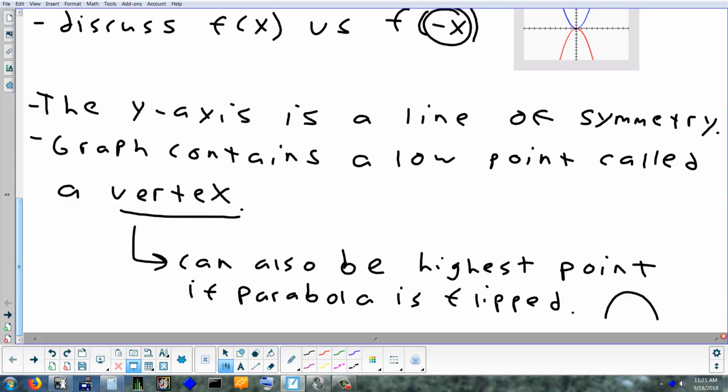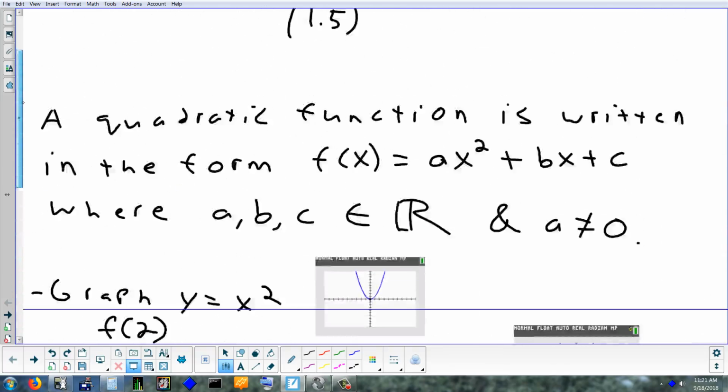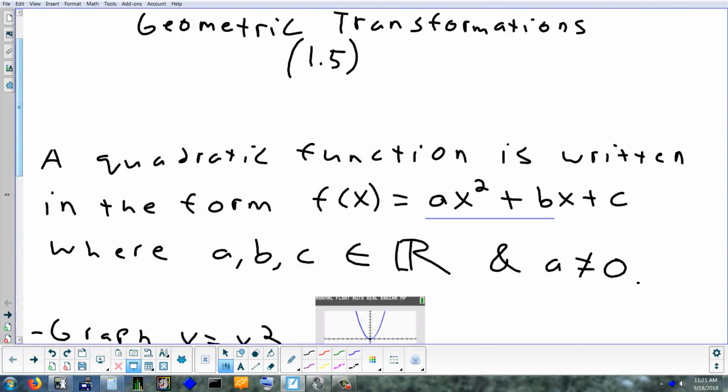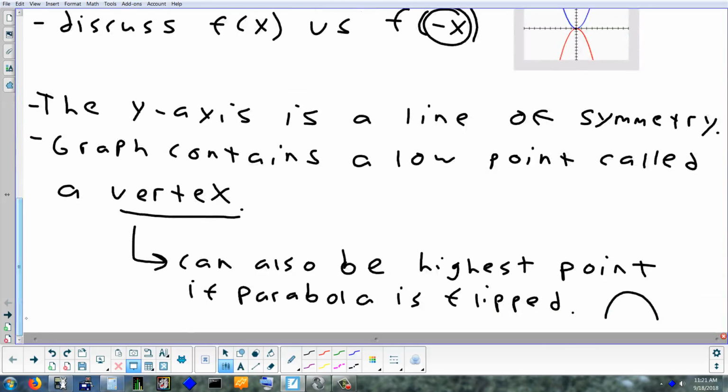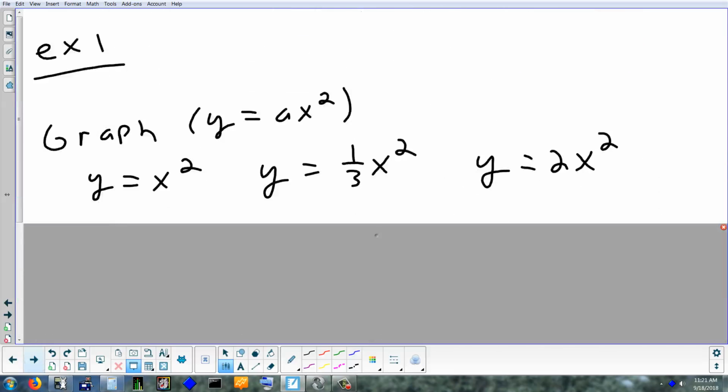Okay, so what we're basically going to do is just play around with the numbers in A, B, and C and figure out what happens to the graph. Does it stretch it out? Does it make it skinnier? Does it move it up and down? We're going to start by focusing on one number at a time, because if you change too many things at once, you can't figure out what's happening. So we're just going to play with the number in front.